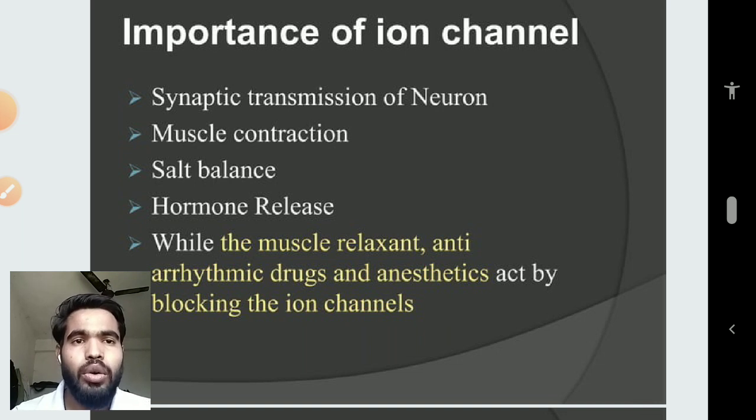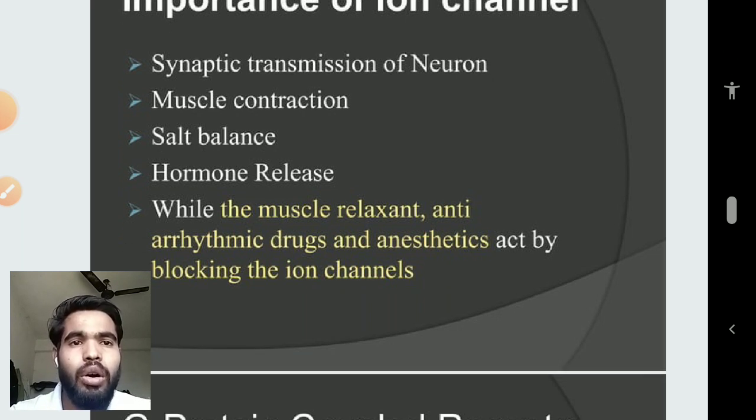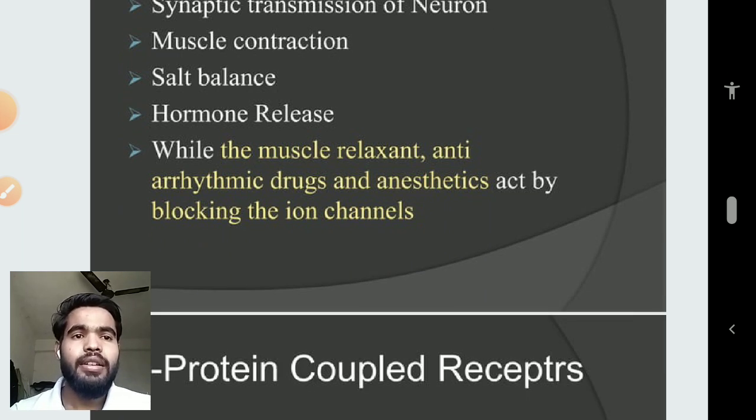Second one is muscle contraction. As we studied in the 12th standard sliding filament theory, muscle contraction is important, and it is caused by the opening or closing of the ion channels that causes the action potential. Third one is salt balance. Fourth one is hormone release. Fifth one is that muscle relaxants, anti-arrhythmic drugs and anesthetics act by blocking the ion channels. These are agents that block the ion channel and show their response.